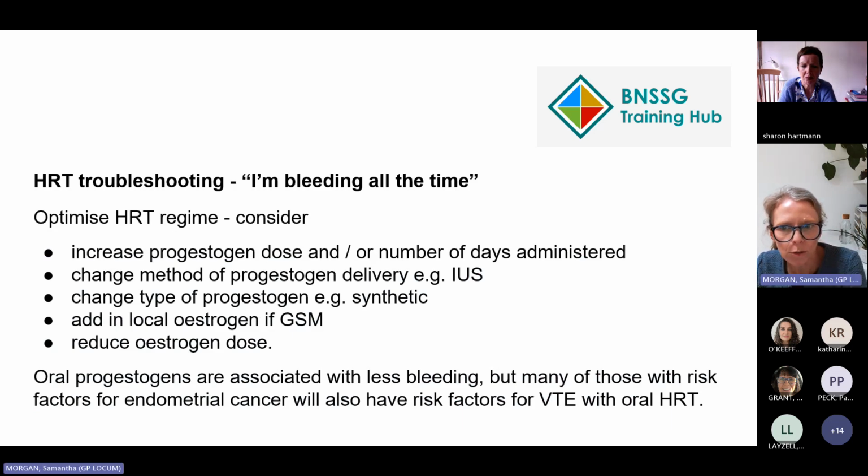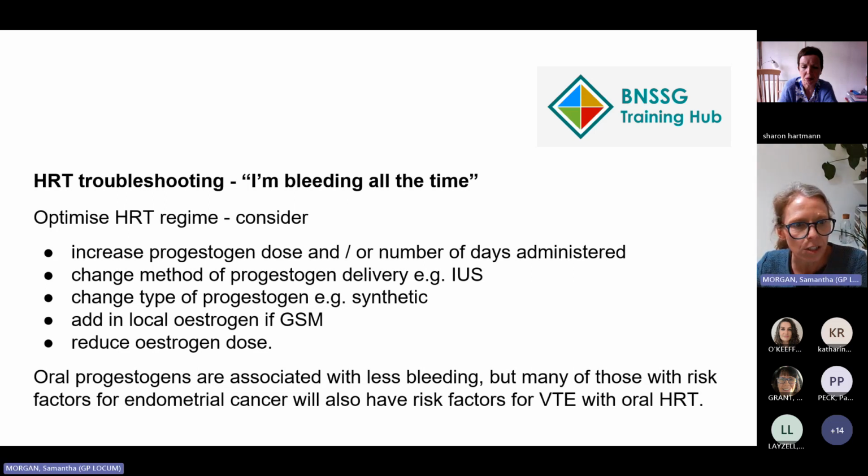If we are thinking about trying to optimize somebody's HRT regime to try and manage their bleeding, there are a number of different things that we can potentially do. So we may be looking at changing their progestogen, increasing the dose that they're having or the number of days that they're having it for. So for example, with Utrogestan going from 100 milligrams to 200 or 200 to 300, or changing the type of regime they're having it for. We might want to change the method of that progestogen delivery. So for example, switching to a Mirena.